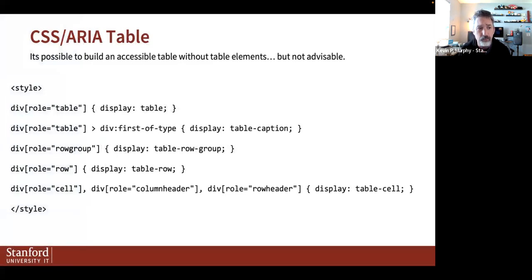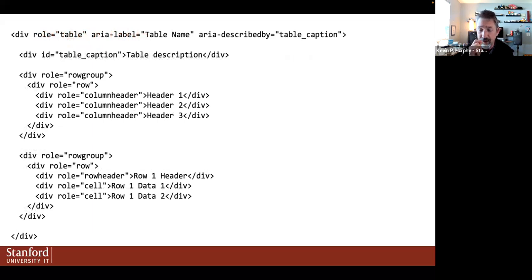You have to put just display type on a whole bunch of different div types: row group, table caption, table cell, like I said, on a whole bunch of different things. And then your HTML ends up looking like this, where you have a div with a role of table. Inside that is a row group. Inside that is a row. Inside that is a row header. Inside that, or next to that, is a cell.